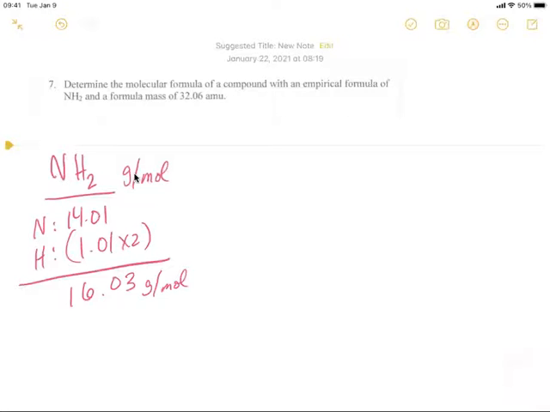So what we're going to do now is take the formula mass or the molecular mass. Sometimes you'll see it referred to in both ways, molecular mass or formula mass. And we're going to divide that amount by the empirical mass. And you should end up getting a very small whole number, like 2 or 3, maybe 4 sometimes. So we'll take 32.06 divided by 16.03.